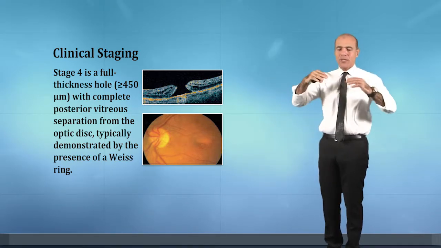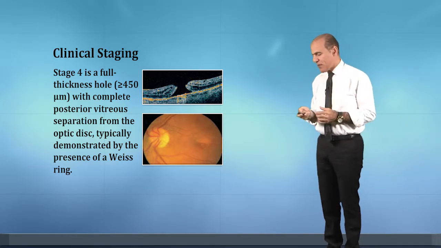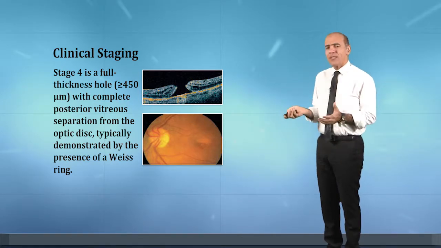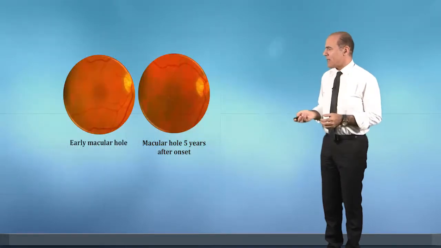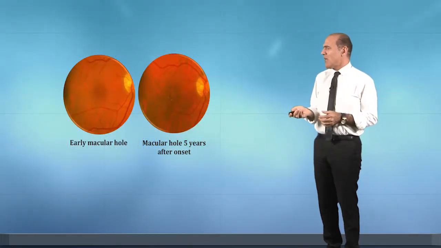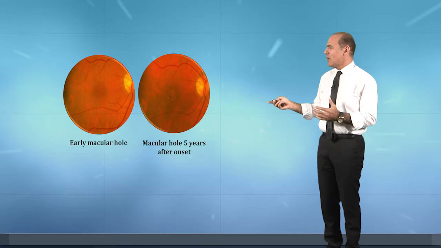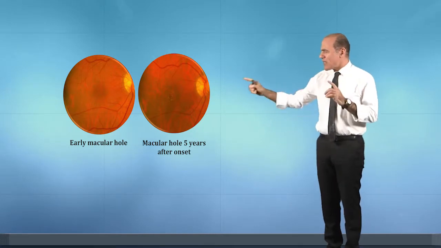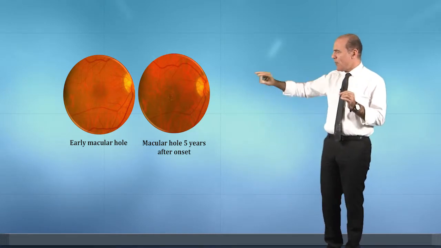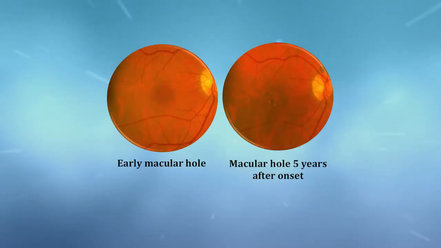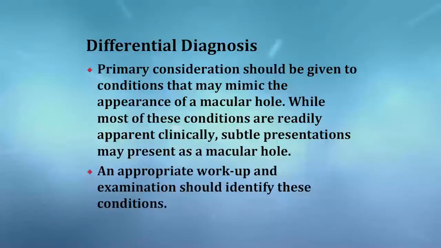You cannot see any kind of relation between the retina and the vitreous interface in this hole. These are the clinical stages we mostly see: early macular hole and macular hole 5 years after onset. What is the difference? If it's clear enough, look right here, you will see some lipofuscin deposits in the base of the hole, indicating the chronicity of the hole. In the first one, with the small hole, you don't see this pigment.